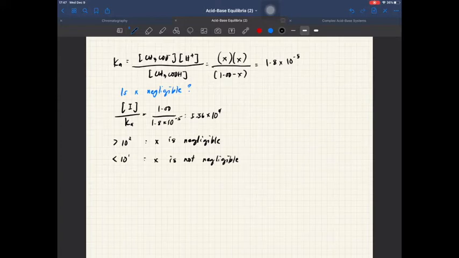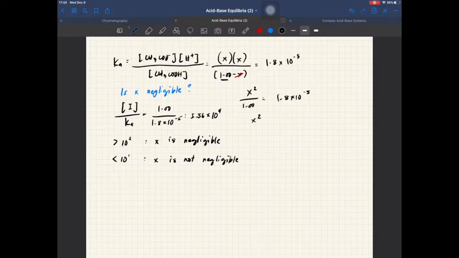Okay, what do we mean by saying x is negligible? By saying x is negligible, that means we can just cancel this x here because it does not affect much the initial concentration, and we can evaluate this expression like this.